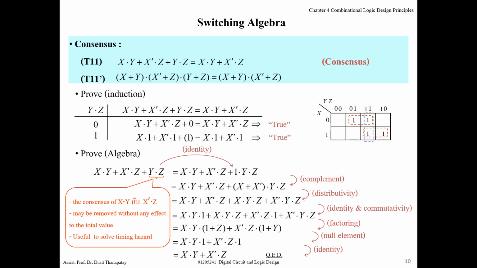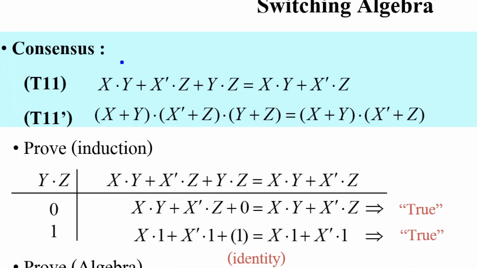Okay, and the consensus theorem. For consensus, how about this one? x and y, x prime and z, plus y and z, equal to x and y plus x prime and z. Note this term disappears on the right hand side. This term is called the consensus term.